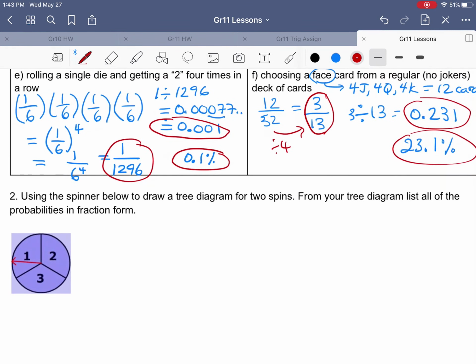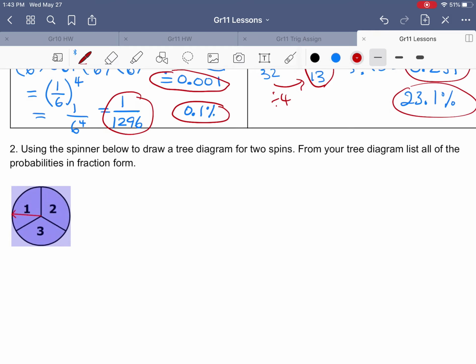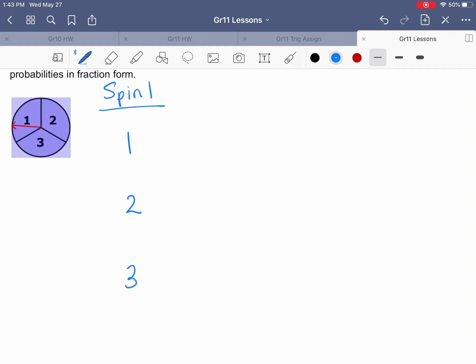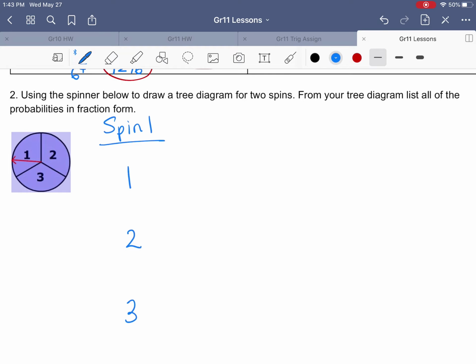Okay, next up, we're going to look at spinners. So we're going to use our spinner below, which has the possibility of that little arrow hitting a 1, 2, or 3. And we're going to draw a tree diagram for 2 spins. And then we're going to be listing all of our probabilities in fraction form. So every time that we spin this, there's 3 possible places this arrow could be landing. So for our spin number 1, it could land on 1, it could land on 2, or it could land on 3. Okay, so 3 possibilities with our first spin.